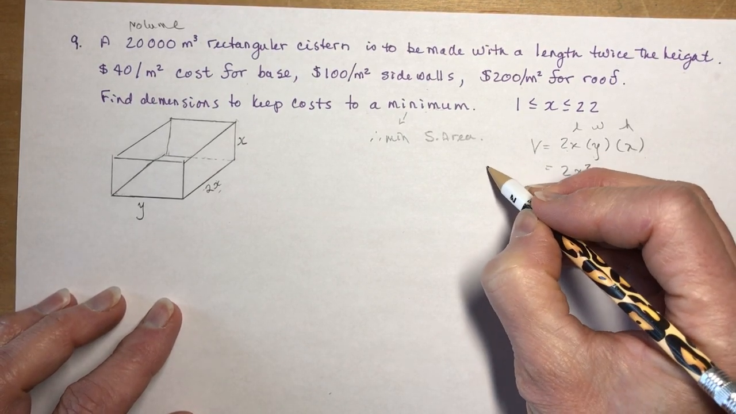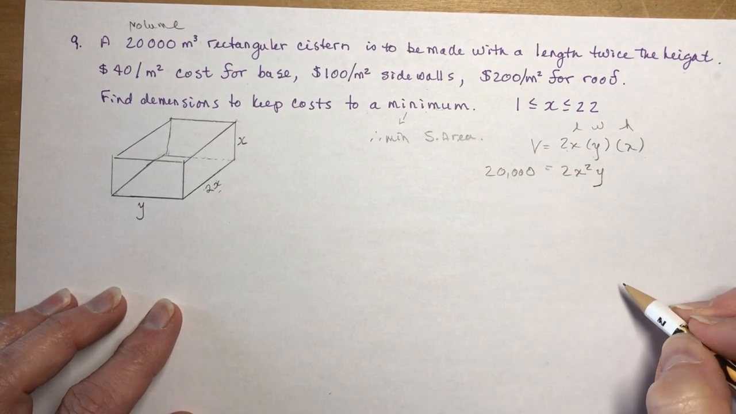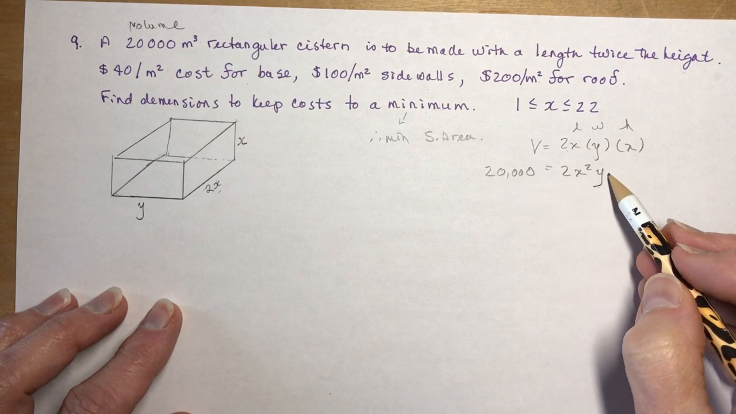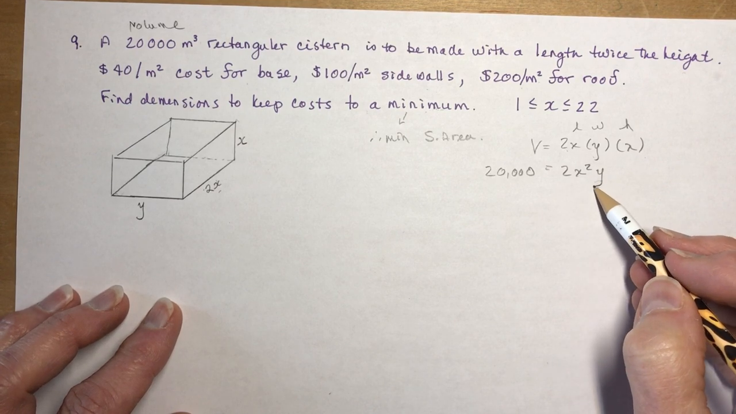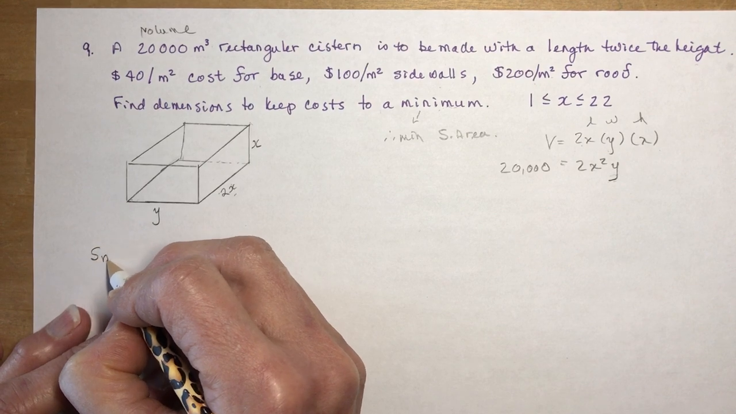And the volume here is 20,000. So this means we could write one of the variables, and it's going to be the y here. Now maybe you say, well, why did you pick y? Because we're going to find the surface area. So let's do surface area.